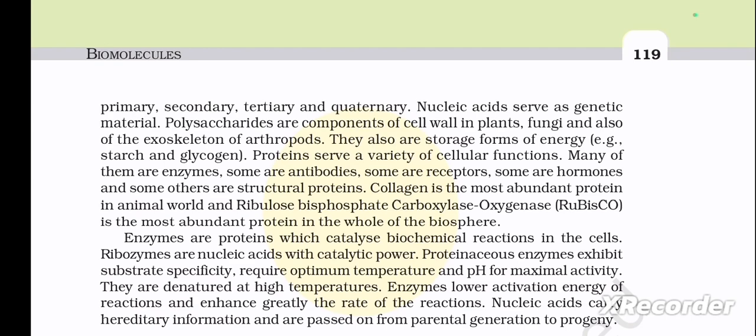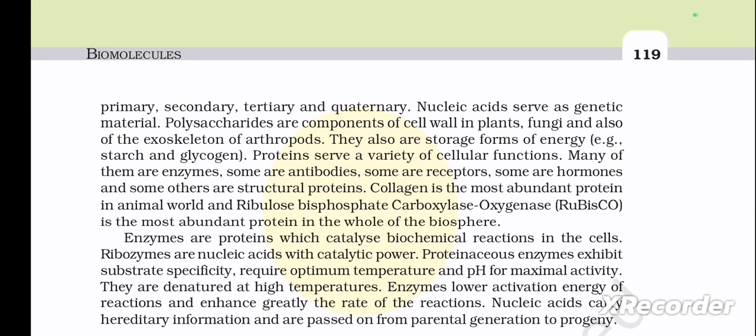Proteins serve a variety of cellular functions. Many of them are enzymes, some are antibiotics, some are receptors, some are hormones, and some others are structural proteins. Collagen is the most abundant protein in the animal world, and ribulose bisphosphate carboxylase oxygenase, that is rubisco, is the most abundant protein in the whole of the biosphere.